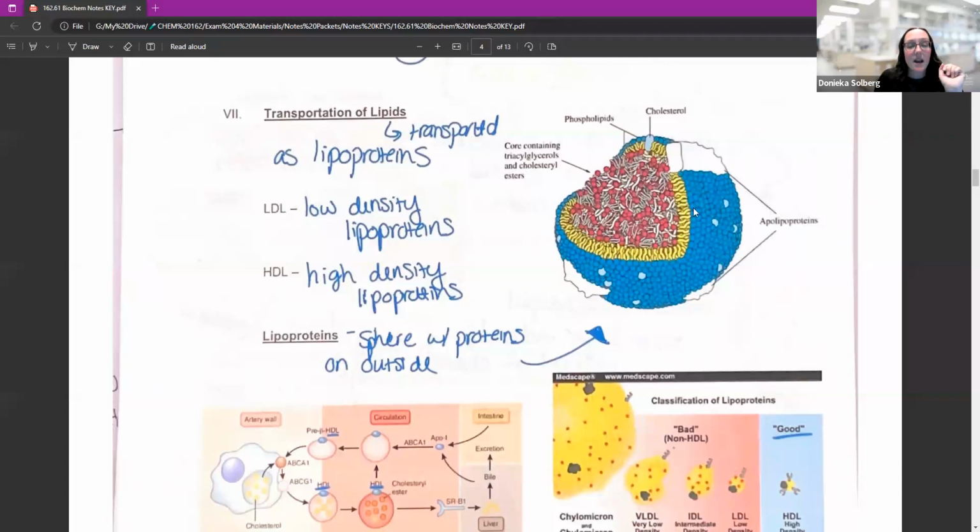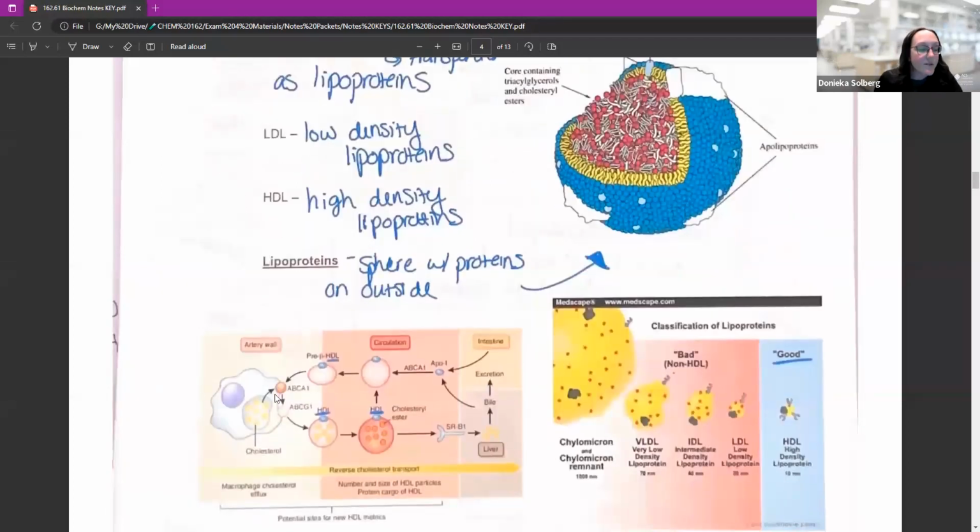And then the outside is made by phospholipids and apolipoproteins, which are really just proteins that are more attracted to water. So then this ball can kind of transport through the body to get those lipids where they need to go. So a lipoprotein is a sphere with those proteins on the outside, and it'll take those where they need to go. Okay, you don't have to know the semantics of this picture here.